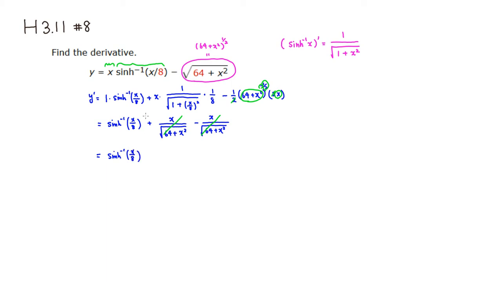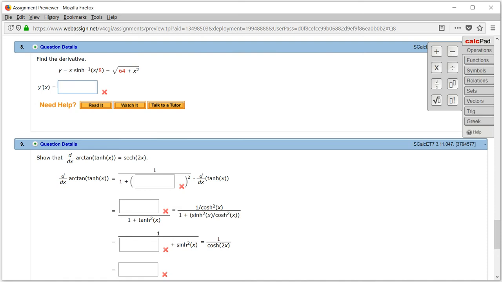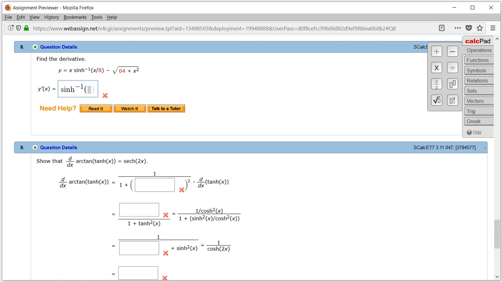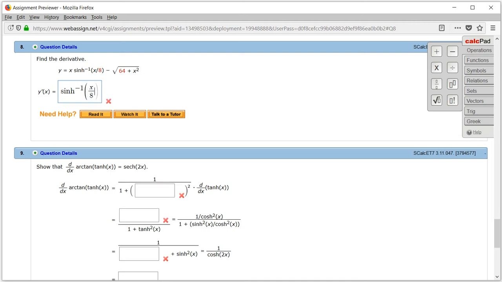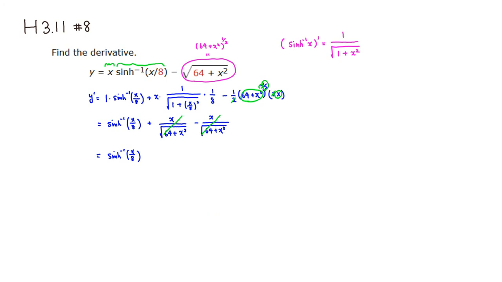So let's type it in. What we got was hyperbolic sine inverse of 1 over 8. Alright, so let's check the answer. I came back and it looks like we got this one correctly. That's it. I hope that this was clear.